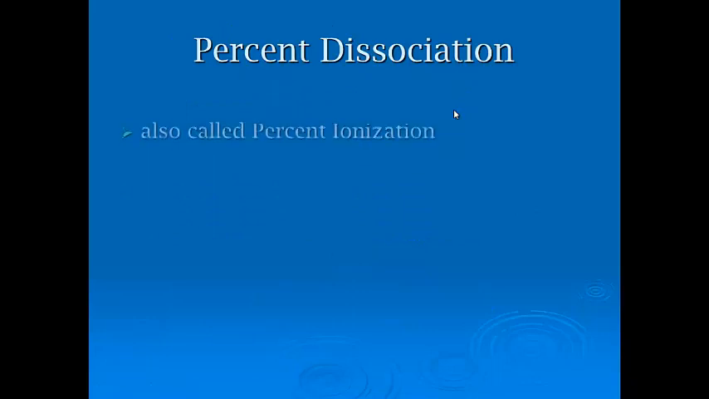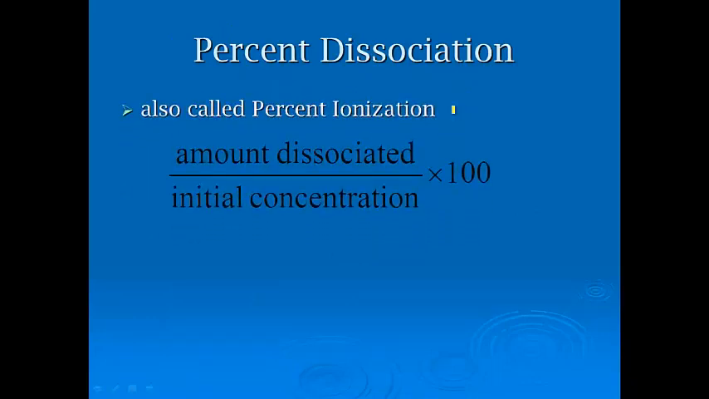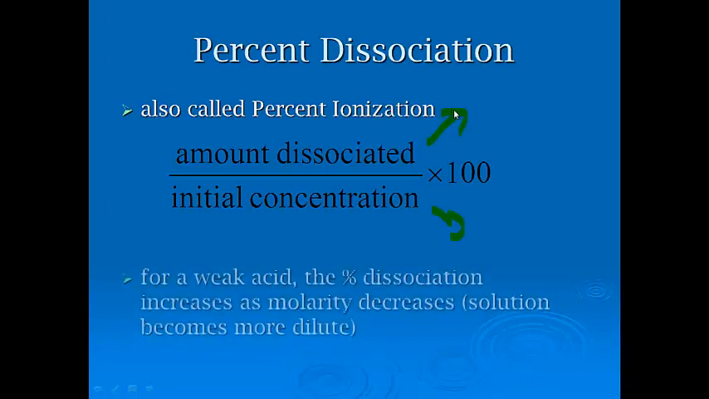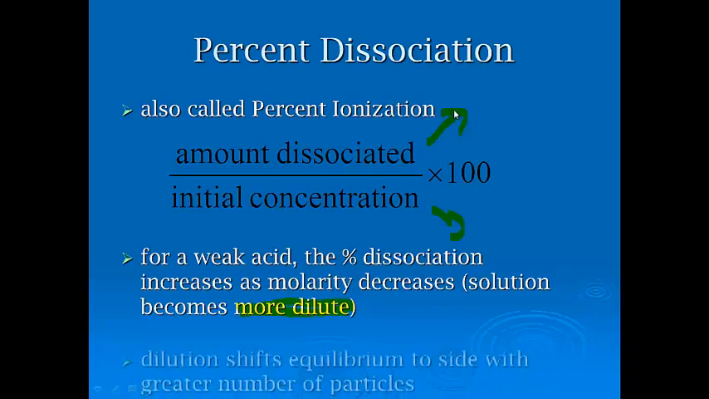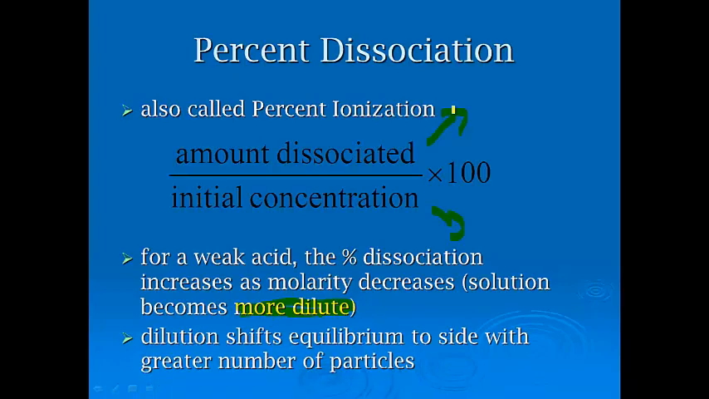Okay? All right, now the last topic we're going to talk about is percent dissociation or percent ionization, or in other words, how much dissociates based on the initial concentration that we had. For a weak acid, the percent dissociation will increase as the molarity decreases. The solution becomes more dilute, and there's more, I always think of it as room for it to move around. So the dilution will shift equilibrium to the side with the greater number of particles, just like we saw with gases and Le Chatelier's principle.